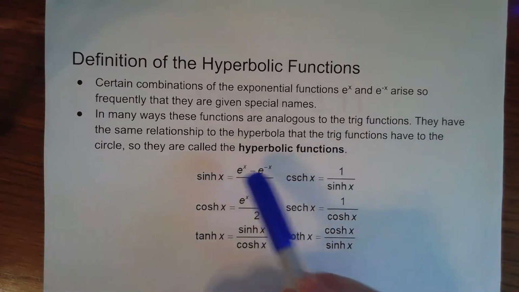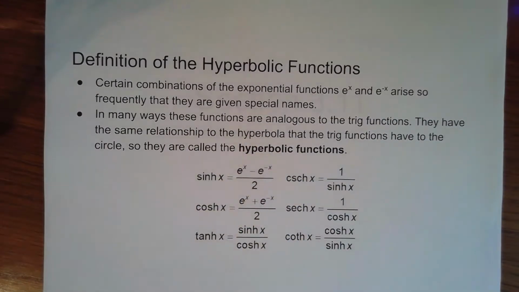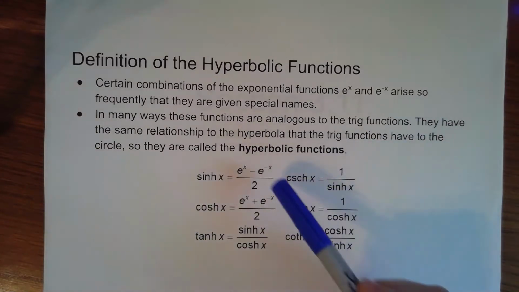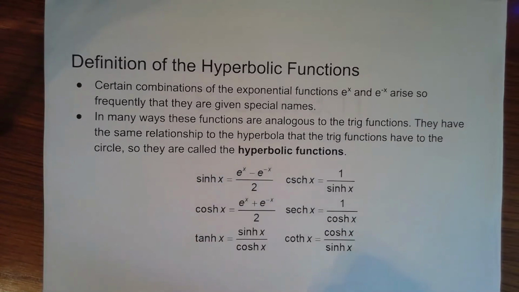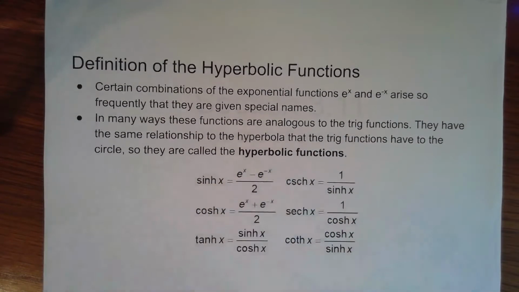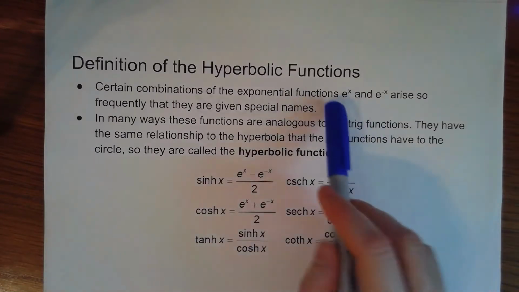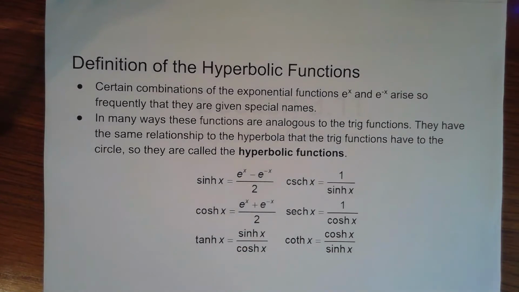All right, so we're going to look at these hyperbolic functions. Notice that the hyperbolic sine and hyperbolic cosine are the only ones that are defined in terms of e to the x and e to the negative x. All of the rest of them are defined in terms of the hyperbolic sine and hyperbolic cosine. I mean, we could write out expressions in terms of the exponentials, but usually these are just defined in terms of the hyperbolic sine and cosine.